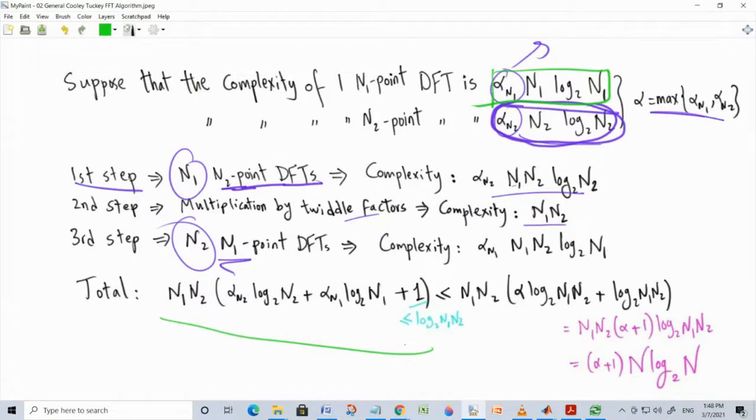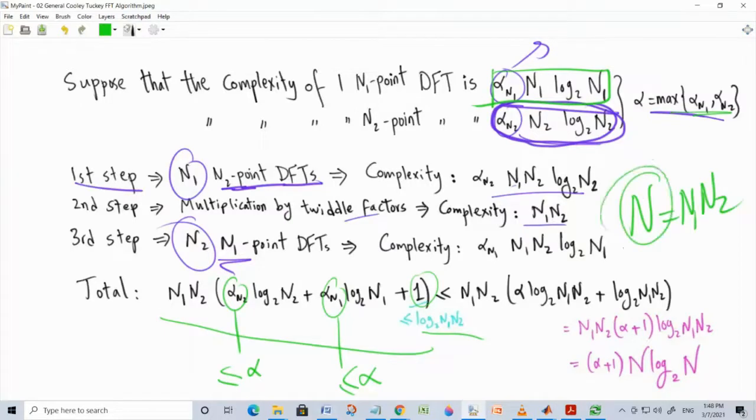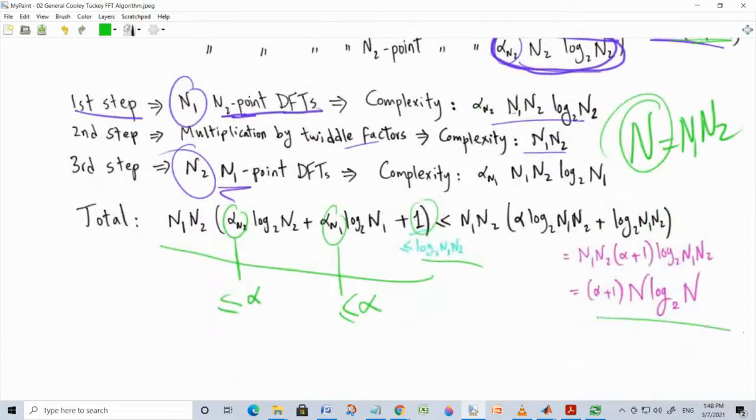Then you add these up. Okay, so basically we have an upper bound: this is less than or equal to alpha, which is the maximum, this is less than or equal to alpha, and 1 is less than log2 N1 N2. You can basically rewrite this bracket here, so you can have an upper bound on this bracket, which is alpha plus 1 times log N2 N1, and there is N1 N2 outside. Don't forget that N is N1 N2. Your number of samples is basically N1 N2, and so the overall complexity is proportional to N log N.